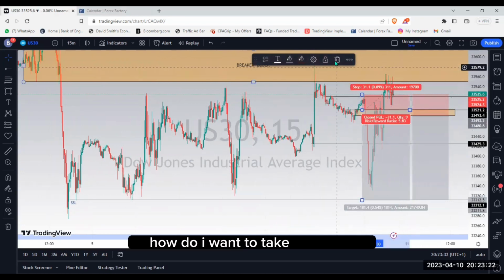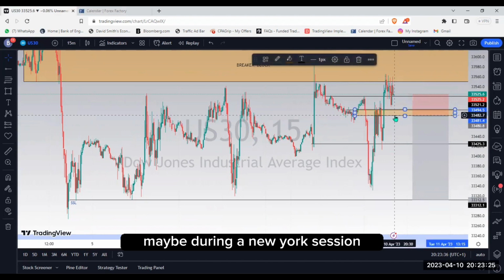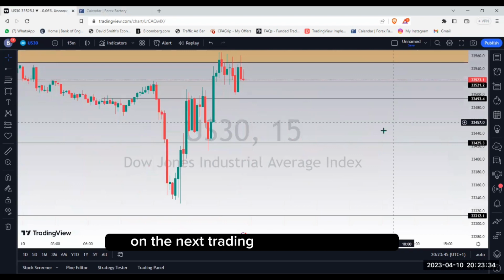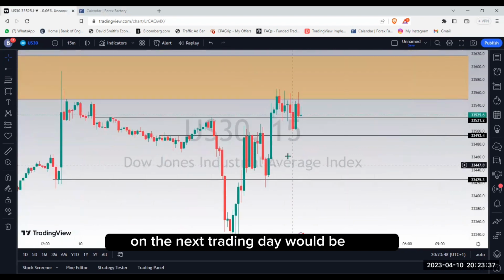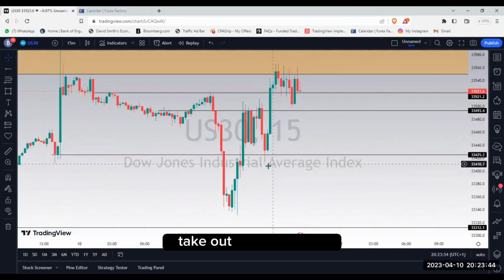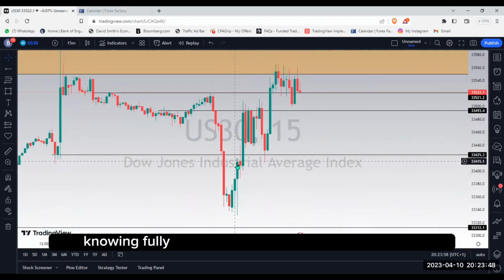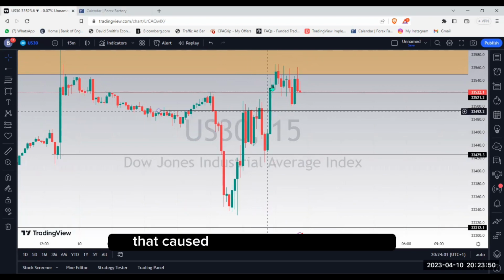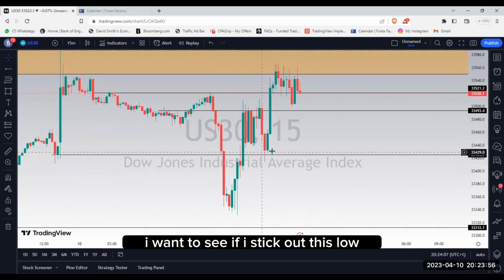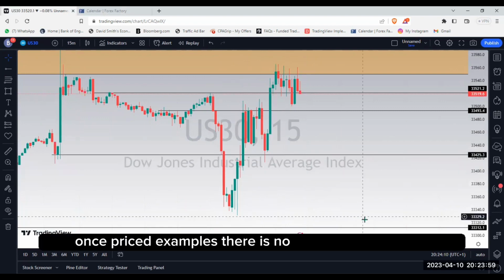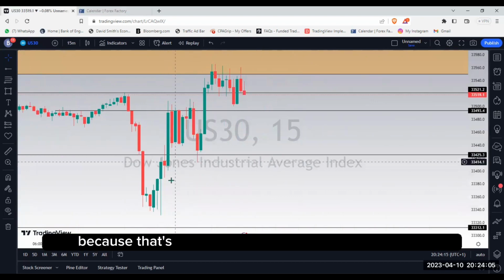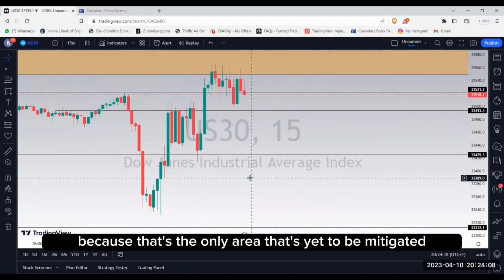So how do I want to take this trade? Maybe during the New York session. What I would love to see for me to take this trade on the New York session on the next trading day would be, first, I want to see price take out this low, knowing fully well that this was the other block that caused this opposite move. I want to see price take out this low, because that's the only area that's yet to be mitigated.